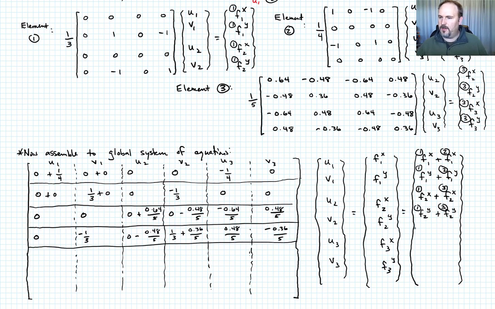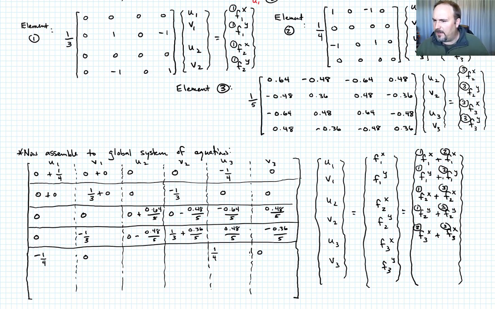We have 2 more degrees of freedom to go. This is now F3x. I see an F3x in element 2, and I have an F3x in element 3. In element 2, my F3x term corresponds to row 3, and that's in the U1, V1, U3, V3 columns. So there's my U1, V1 terms. This is going to look like negative 1/4, and then 0. And then I go to my U3 term. That looks like 1/4, and then 0.